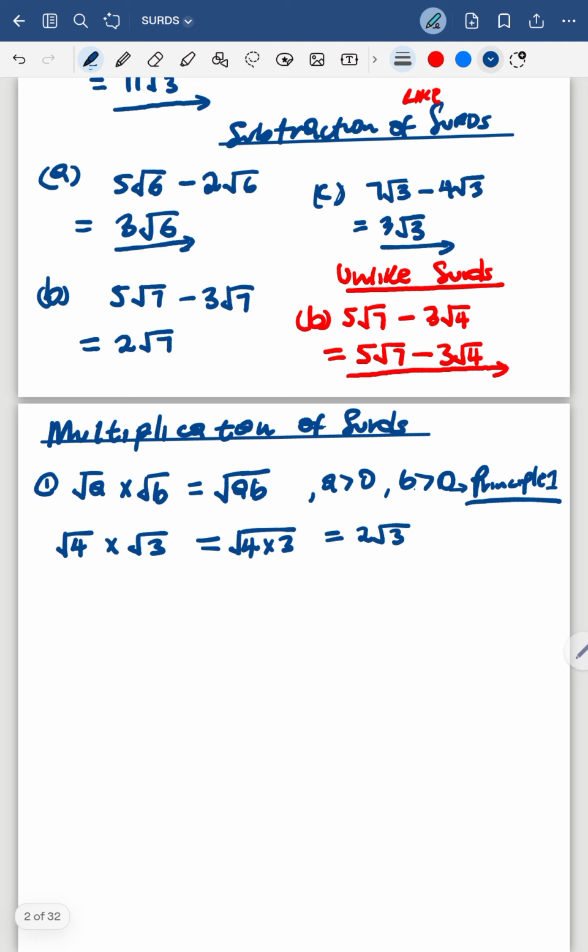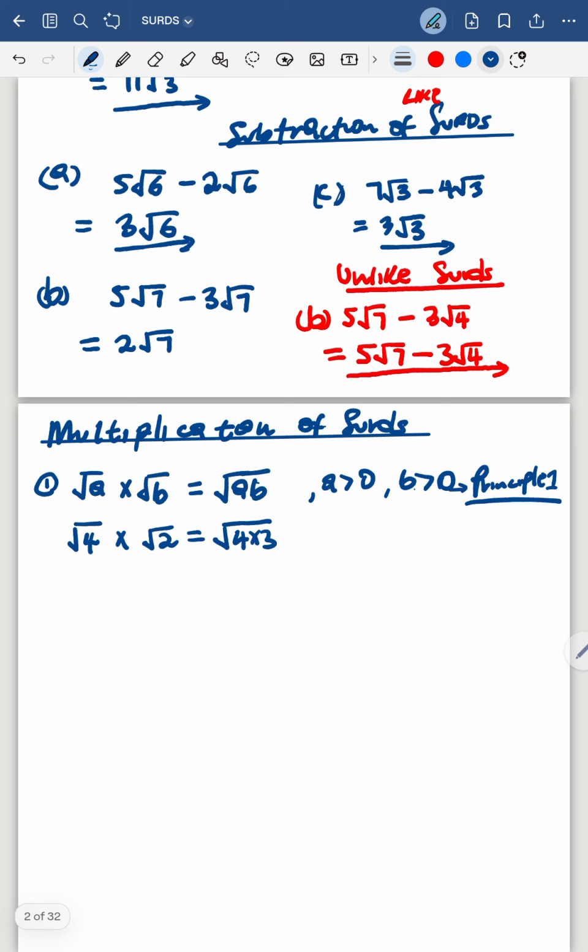Okay, this is how this thing happened. Let me not confuse you. If you are in this case, you are in this kind of problem. So you have here root 4 multiplied by root 2 is equal to root of 4 multiplied by 3. It ends here. It doesn't go to 12.